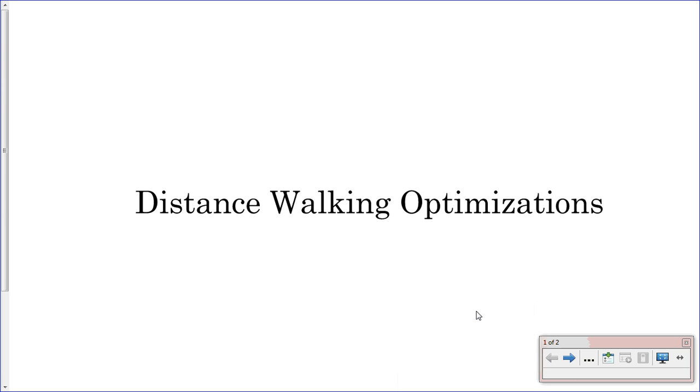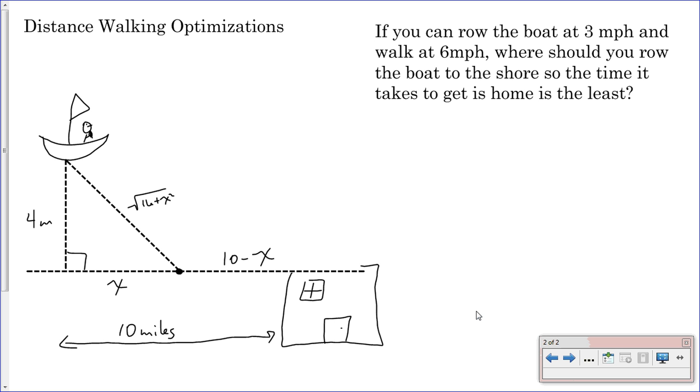Distance walking optimizations. You can use optimizations for more than just finding the biggest area when you have a given perimeter, or the best perimeter when you have a given area. So, distance walking. Here you're in a boat, 4 miles from shore and 10 miles from home. If you can row the boat at 3 miles per hour and walk at 6 miles per hour, where should you row the boat to shore so that it takes the least amount of time to get home?